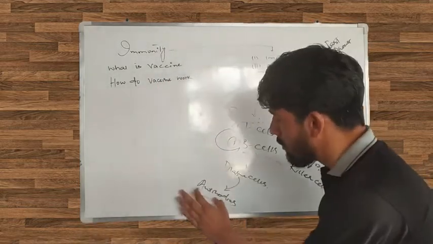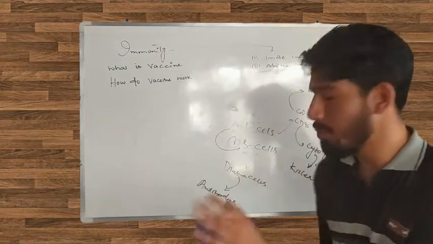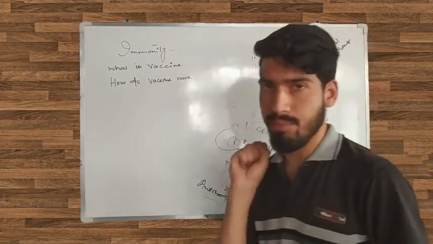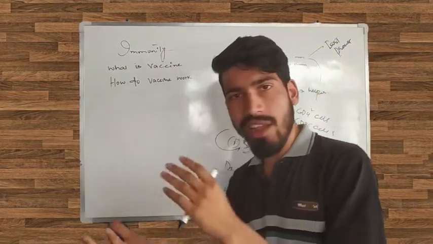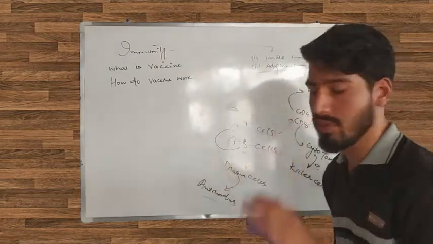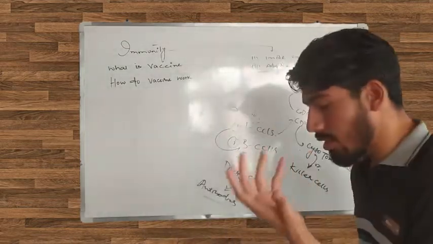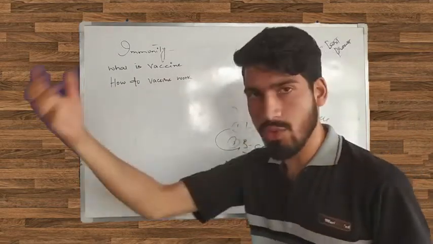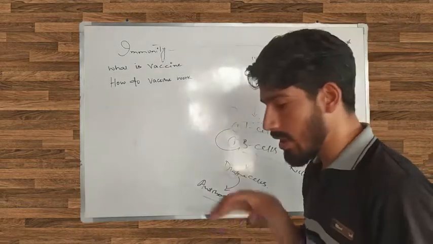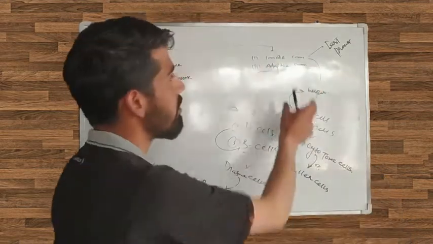But while some antibodies destroy there, some of the antibodies remain present in our body for a long time. This process takes some time, a few days to weeks. But the next time the same pathogen enters our body, the antibodies are already present. They directly go and destroy that pathogen. That is how it works in adaptive immunity.